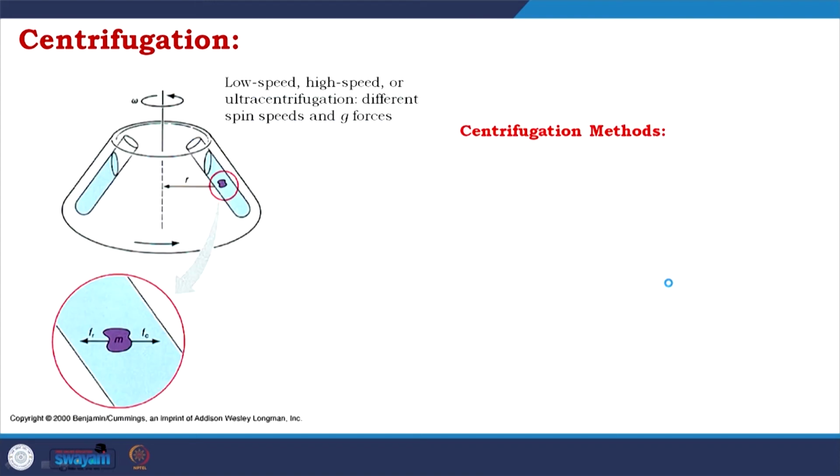Centrifugation is a very important technique: low speed, high speed or ultracentrifugation, with different spin speeds and g forces. So, it needs different work to do. You have a cell growing, you want to get a pellet. So, you have the lowest speed for that, then for protein to isolate you have higher speed, and then with ultracentrifugation you can differentiate between cell organelles or something.